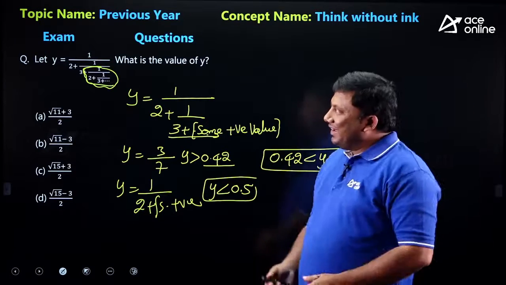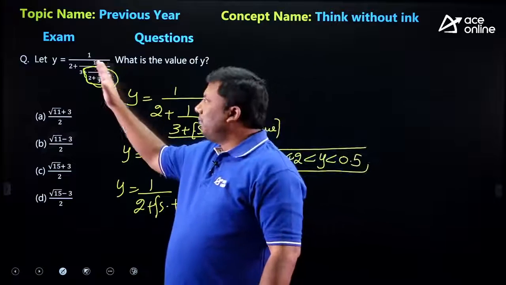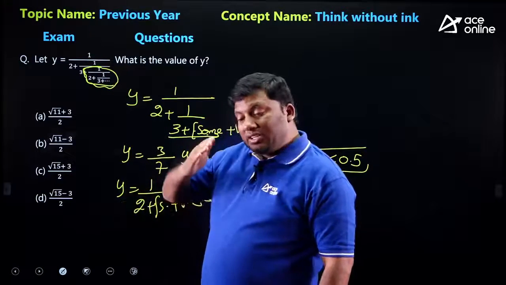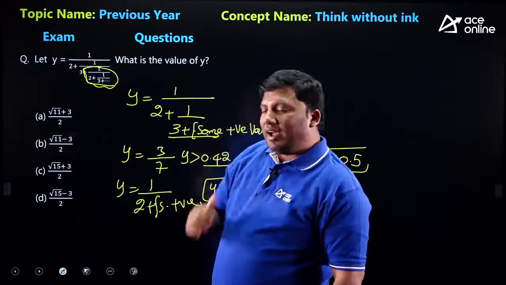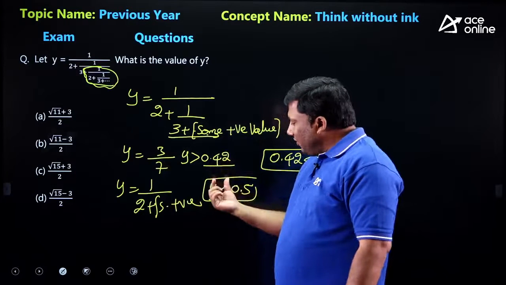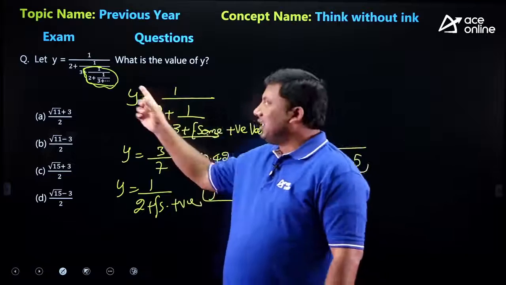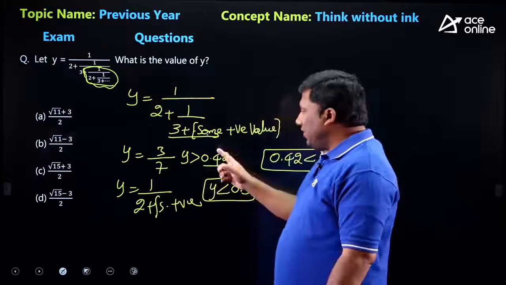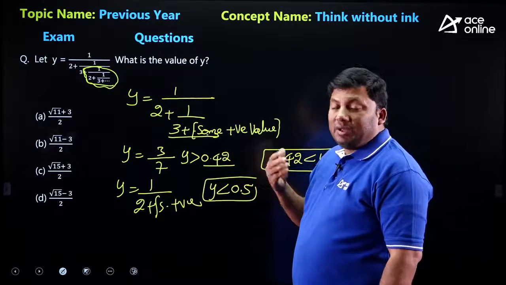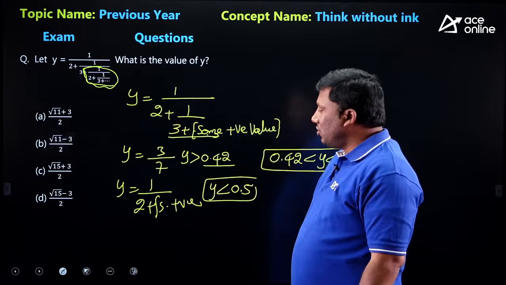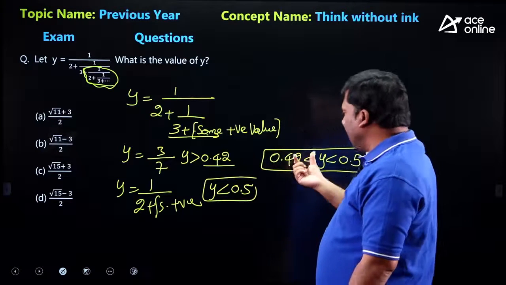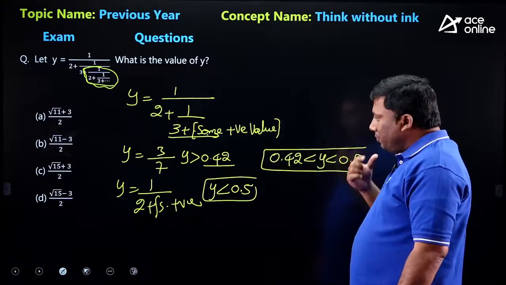I hope the idea is clear. It is 1 by 2 plus something. That means as the denominator increases, the value will decrease. Y will be less than 0.5. 1 by 2 plus 1 by 3 plus, that means it is 3 by 7. Y will be greater than 3 by 7. 3 by 7 is close to 0.42. Answer should lie between 0.42 and 0.5.